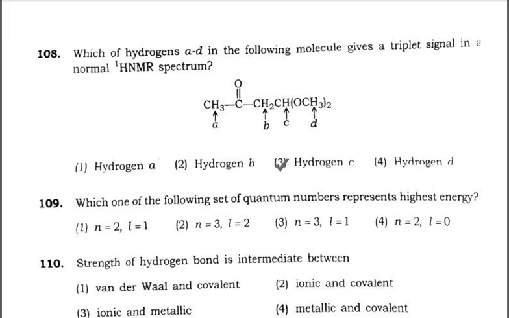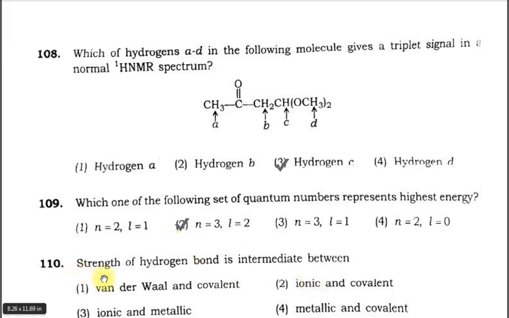So here the correct one is option number 2, where n is equal to 3 and l is equal to 2. The set of quantum numbers is determined as we add n and l. So n plus l, the value of n plus l is maximum in option number 2, so it will have the highest energy.